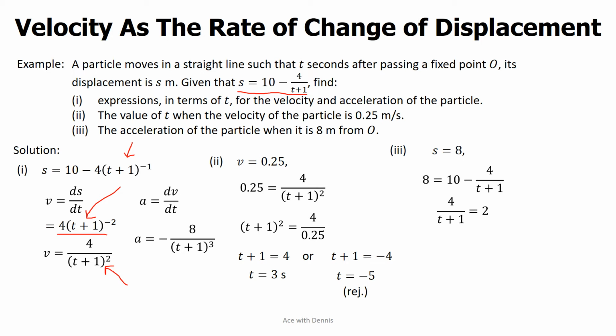We solve this equation. 4 over t plus 1 equals 2. t plus 1 equals 2. t equals 1. So when t equals 1, we substitute it into the equation of the acceleration, which becomes negative 8 over (1 plus 1) cubed, and we get a is negative 1 meters per second squared.